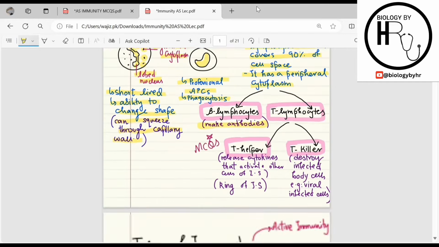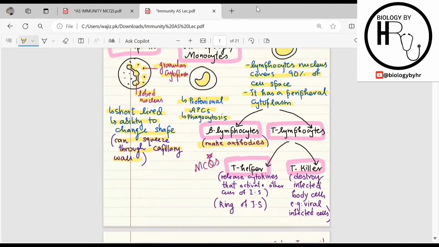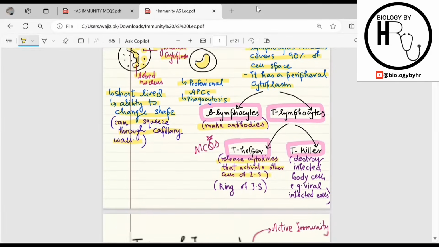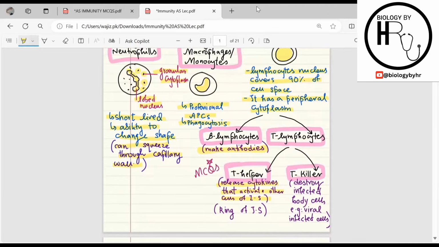Then if I talk about the T lymphocytes, there are the T helper cells and the T killer cells. The T helper cells release a chemical which is known as the cytokine. Cytokine is the chemical which activates the other cells of the immune system to carry out an immune response. It helps to activate the immune system basically. The helper cells are also known as the king of the immune system because they activate the other white blood cells of the body in order to carry out an immune response.